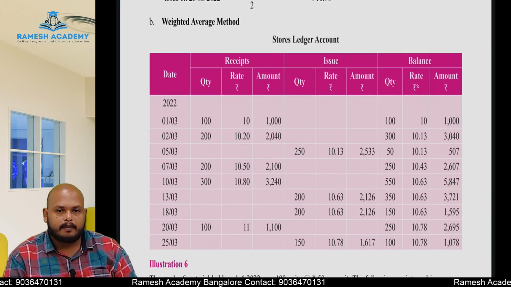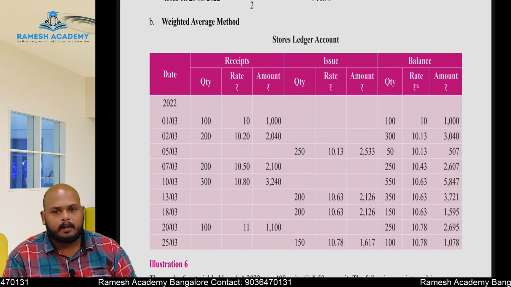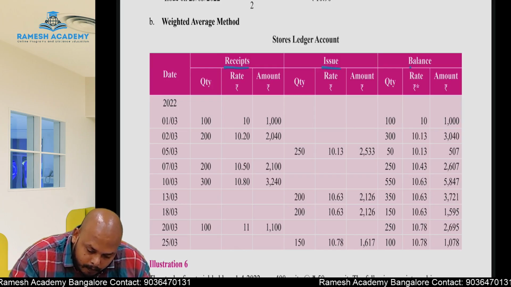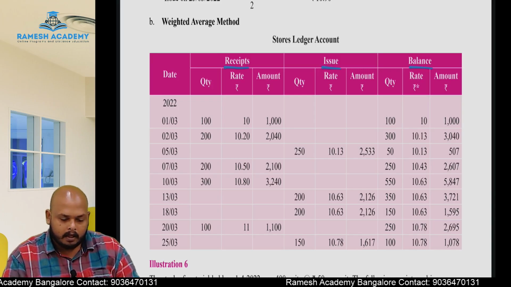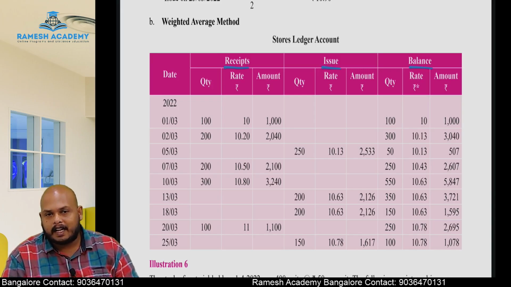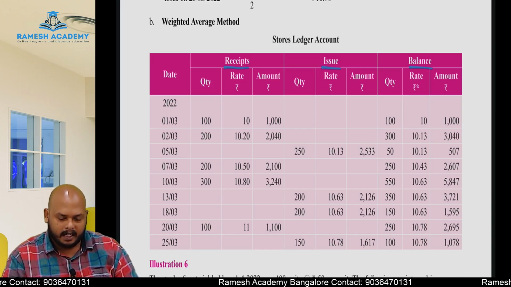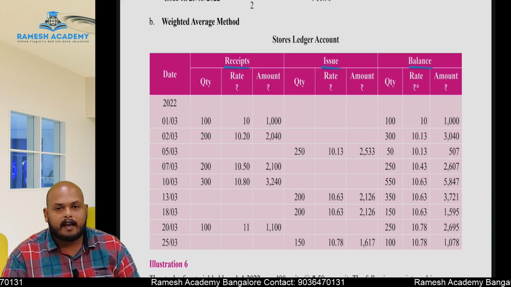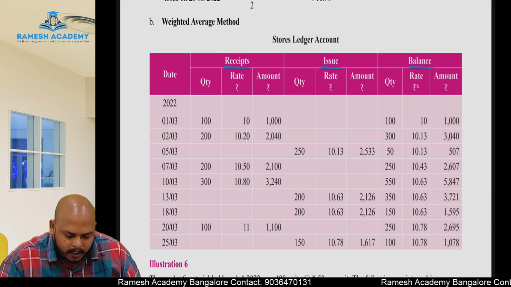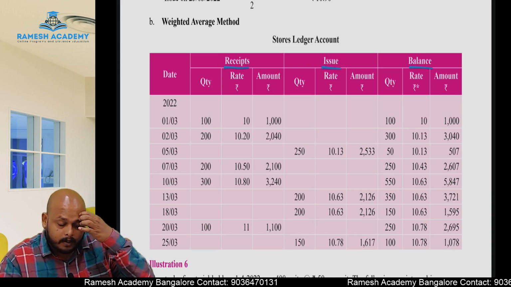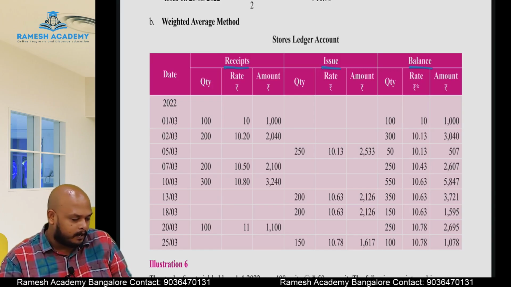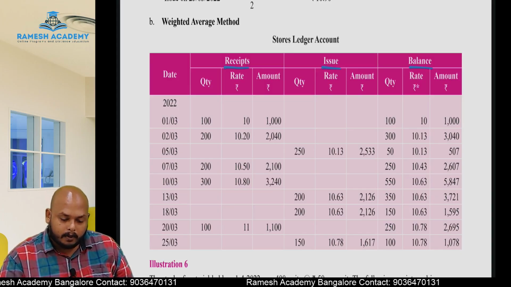In the weighted average price method, the stores ledger account is also the same. We will maintain the same receipt column, issue column, and balance column, and each column again subclassifies into 3 columns: quantity, rate, amount. Let us see the weighted average price method. First, on 1st March 2022 they purchased how many units? 100 units. What is the price per unit? 10 rupees each. So 100 into 10, how much?